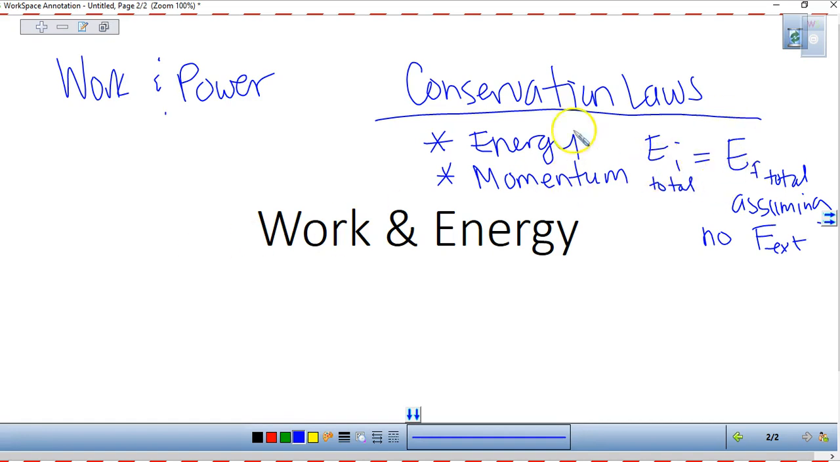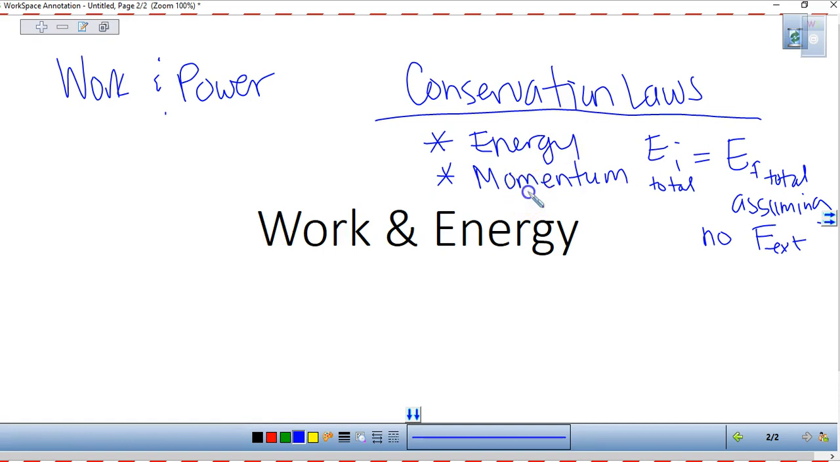So we're going to talk about this toward the end of the unit. This will be the last thing I'll talk about. You'll actually do a lab with this. It's a very visual unit. We're going to be using graphs to help us visualize this transfer of energy and how energy is conserved.